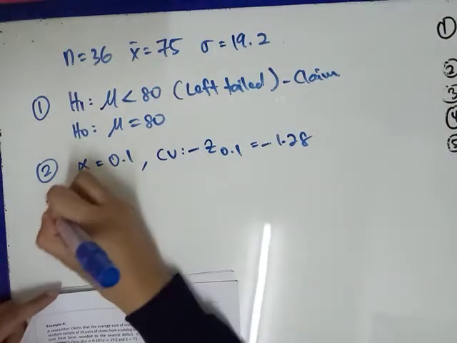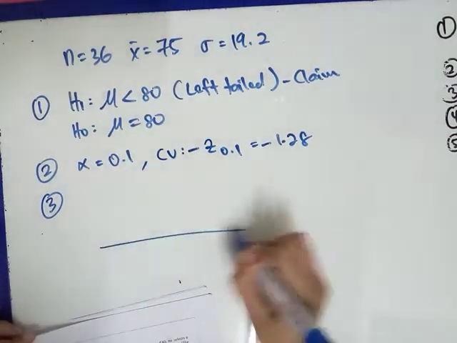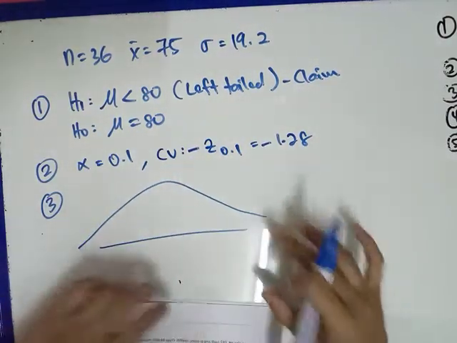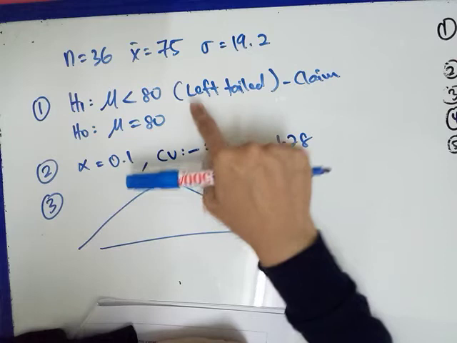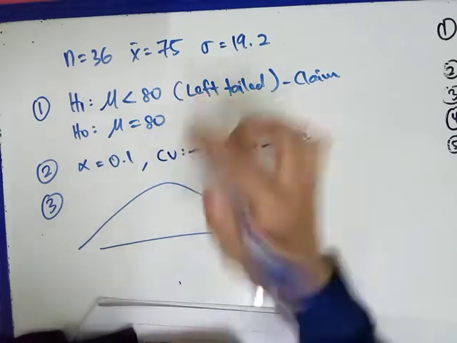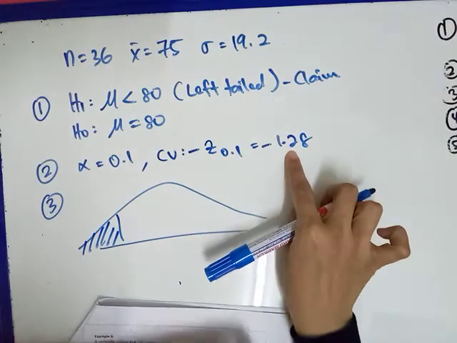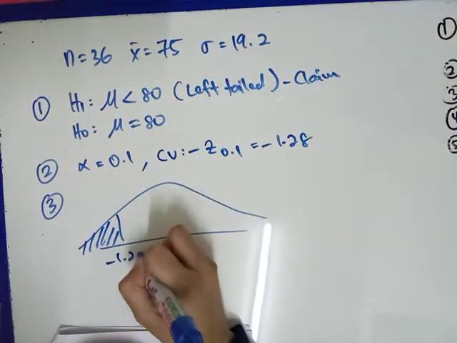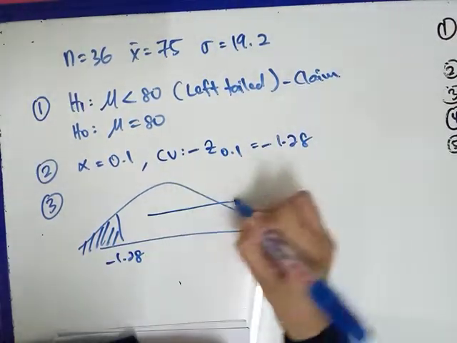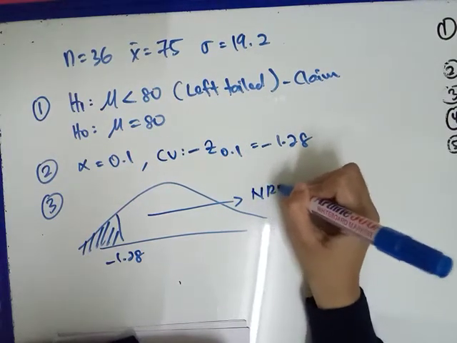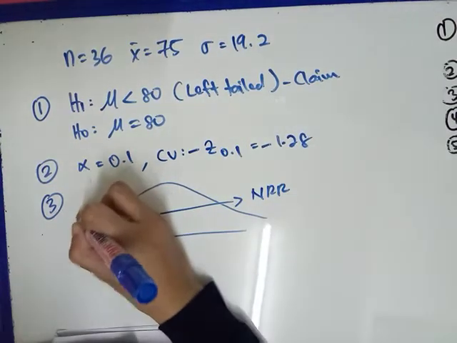Okay, and then third step, draw the graph. To draw the graph, we have to look at H1, it is left tail of the area. So the critical value is negative 1.28. So this is the RR, this is RR.